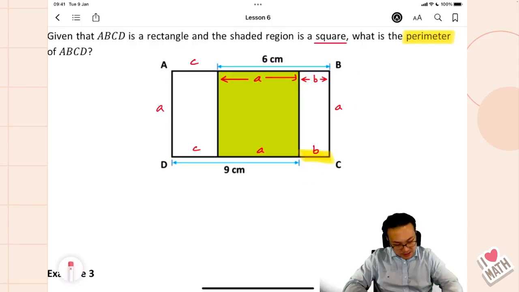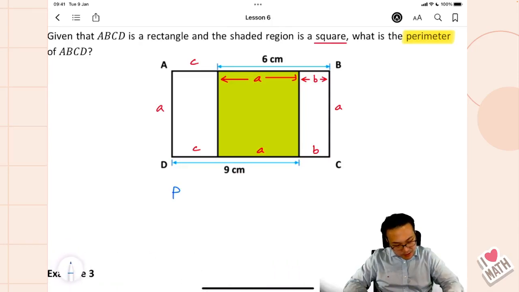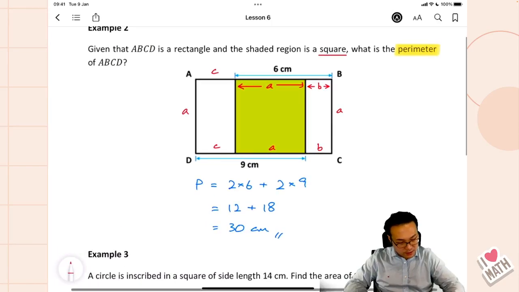What about A plus C? So let's take a look at A plus C. We have A plus C is 9 cm. A plus C is 9 cm, right? You have another A here and another C here. A plus C, 9 cm again. So, students, what we can say is the perimeter equals 2 of the 6 cm plus 2 of the 9 cm, which will then give us 30 cm. That's how you do it.